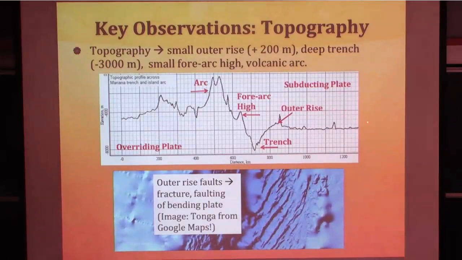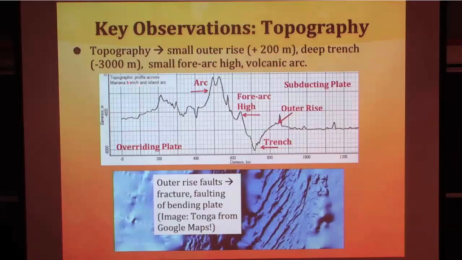So here we have a profile across the Mariana Trench and Island Arc. And so here you have the Pacific Ocean coming in. And this is, by the way, hugely vertically exaggerated. So this is minus 8,000, minus 4,000, 0. So this is depth into the ocean. So this is the Pacific plate coming in.